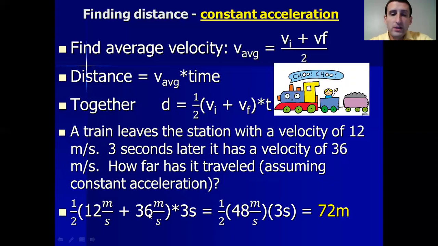12 plus 36 is 48. Half of 48 is 24. 24 times 3 is 72. Again, this second is going to cancel with that second, giving us an answer in meters, which is what we would expect for distance.